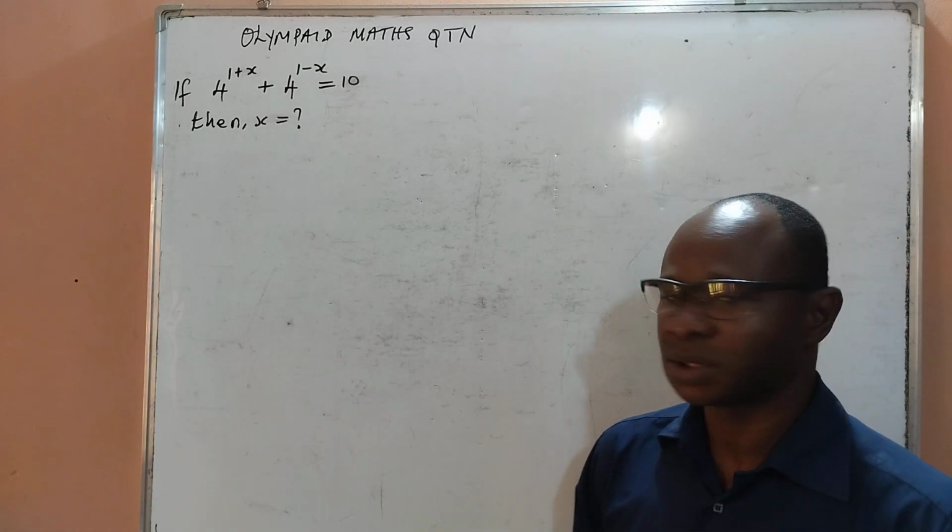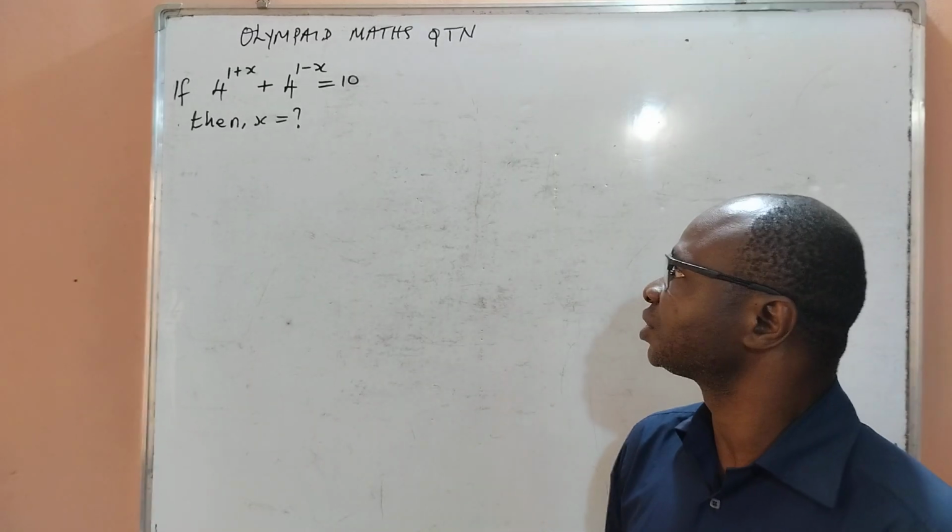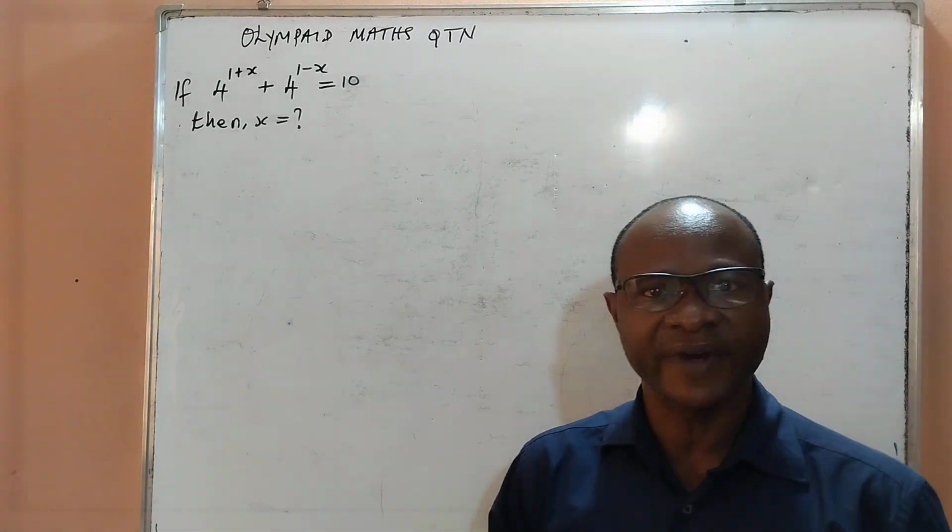If 4 raised to the power 1 plus x plus 4 raised to the power 1 minus x is equal to 10, then what is the value of x?